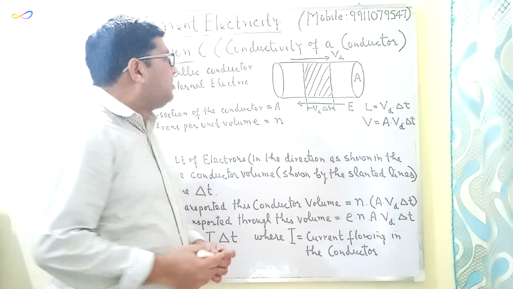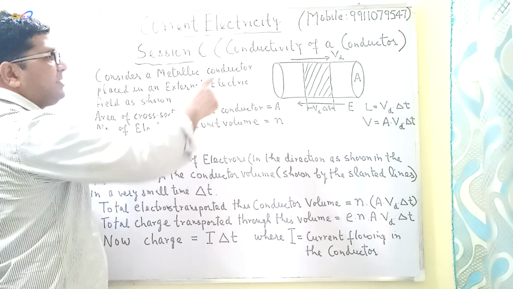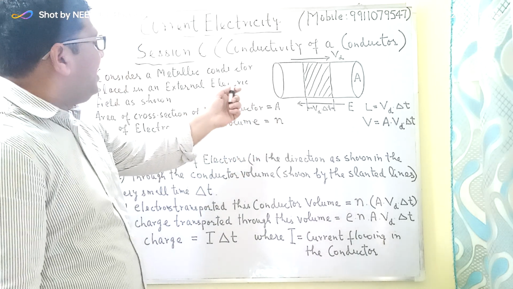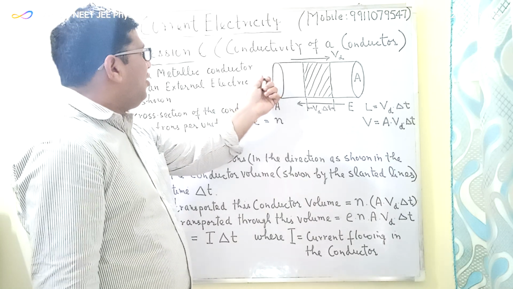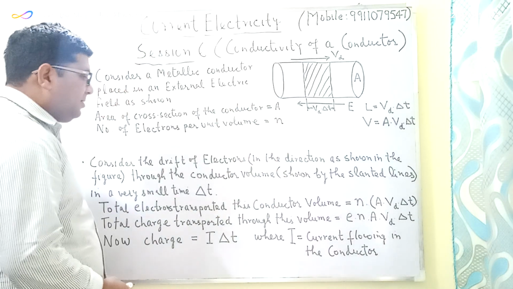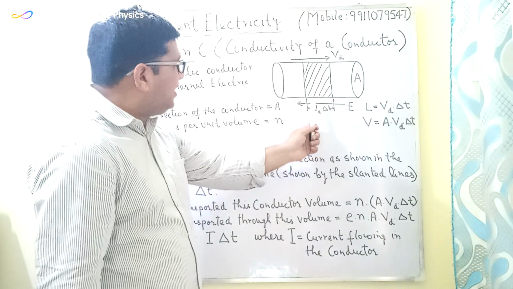Welcome back, students. This is session 6 from the chapter on current electricity. The topic is conductivity of a conductor, and here we will be deriving an equation for the conductivity of a conductor in terms of the relaxation time. So here I have drawn one figure.